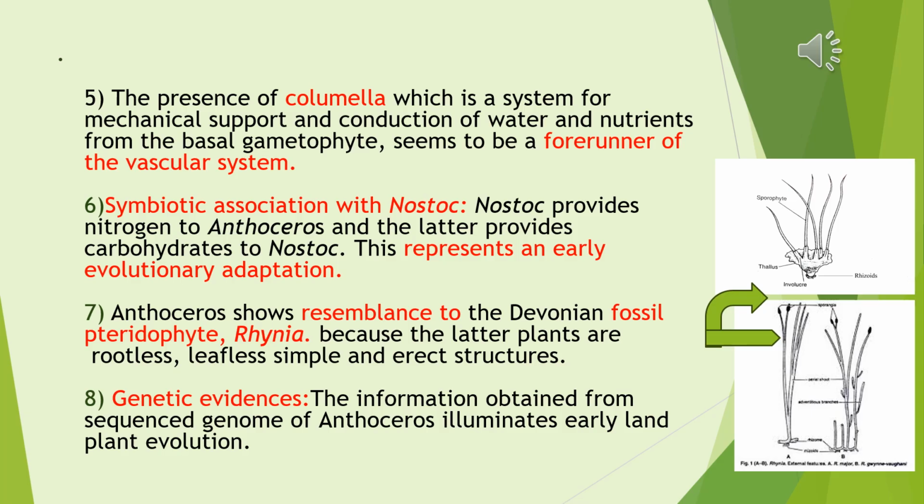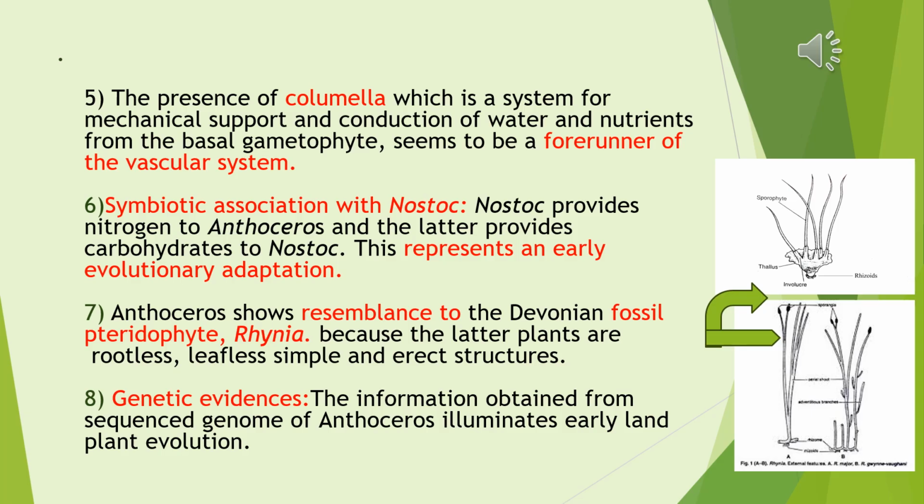Next is the symbiotic association with Nostoc, a nitrogen-fixing cyanobacterium, which provides nitrogen to Anthoceros. And what does Anthoceros provide? It provides carbohydrates to Nostoc. This is therefore a symbiotic association, and it represents an early evolutionary adaptation.